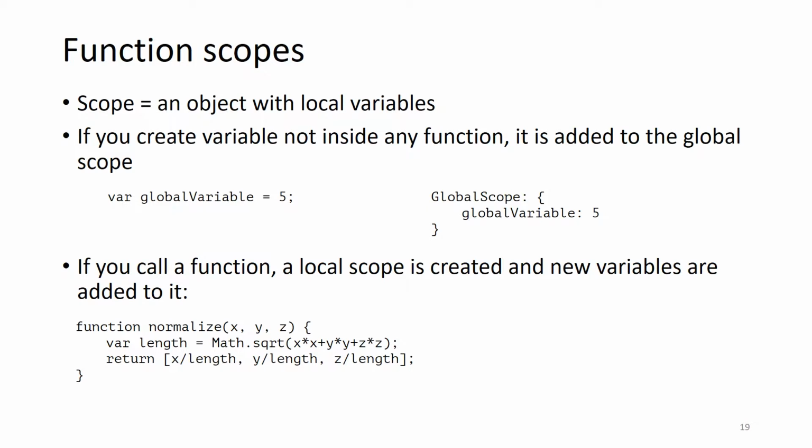But if I call a function, we can define local variables inside the function, and they will not affect the outside environment. So for each function call, a new scope is created. And the variables are now created in that new scope. To illustrate this, when I call normalize, a new local scope is created, and it first has all the arguments of the function as local variables, and any other local variables we create.